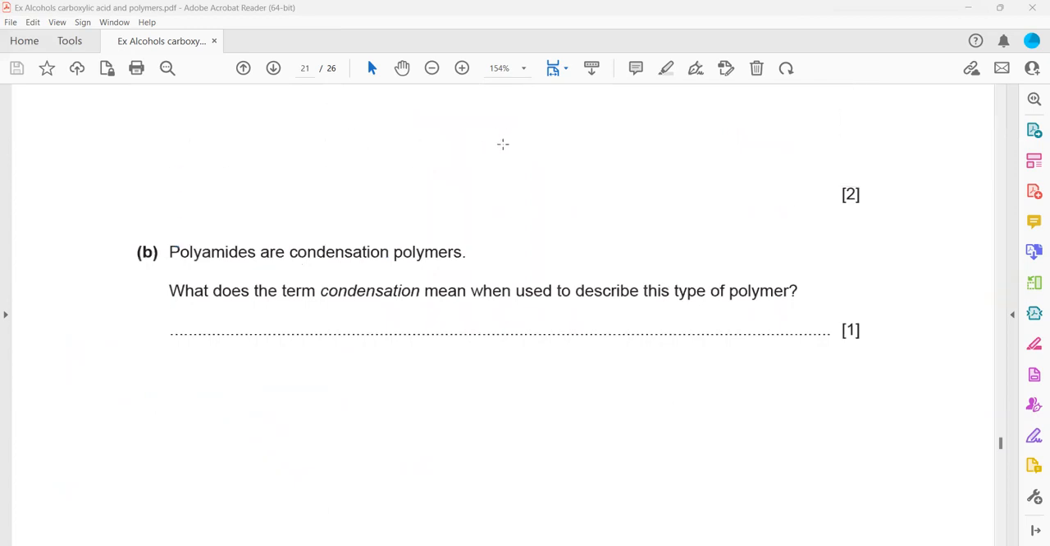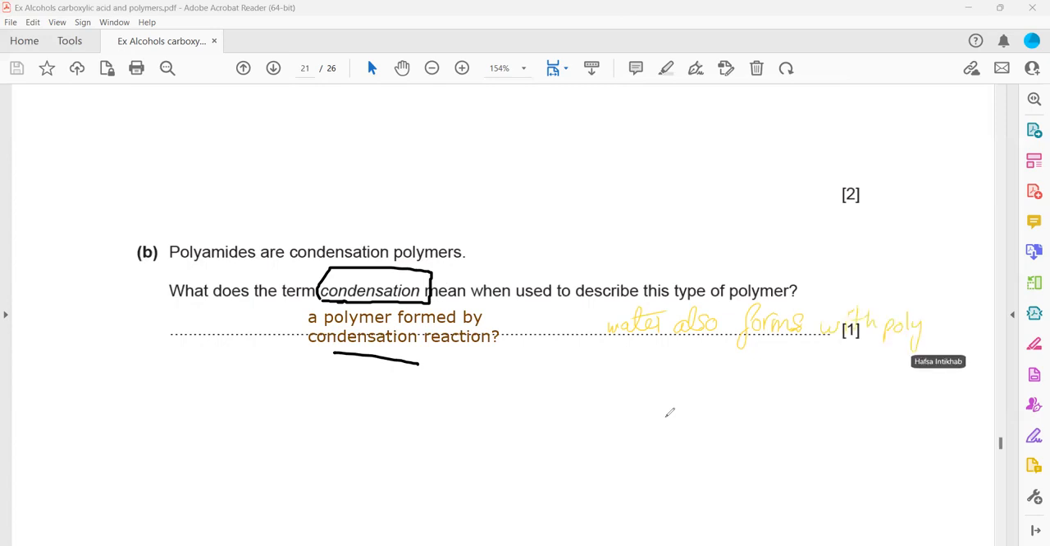Polyamides are condensation polymers. What does the term condensation mean when used to describe this type of polymer? A water molecule is eliminated when a linkage is made. Or a small molecule or water molecule is eliminated. That's right. Or water is a product when the polymer is made. Water forms is also acceptable. You don't have to explain the condensation reaction actually. So condensation means that a water molecule is released or formed when this polymerization happens. Yes, water is also formed with the polymer.